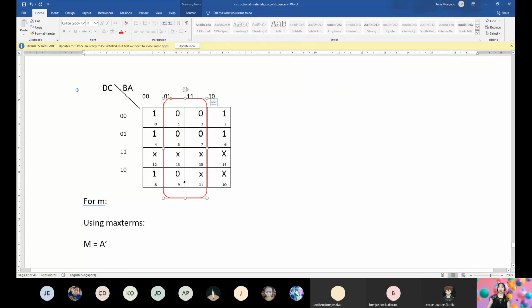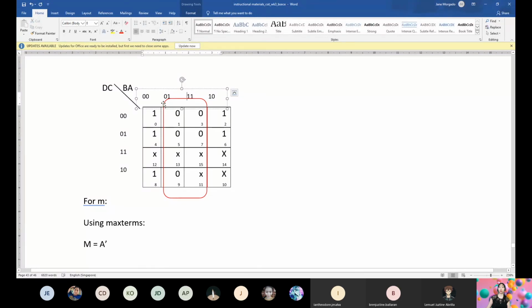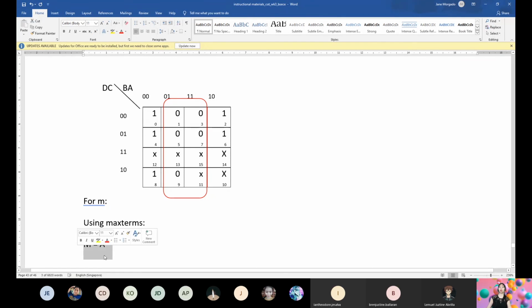Okay, for DC, again for D, 0, 0, 1 cancelled, A, 0, 1, for C, 0, 1 cancelled. However, for B, 0, 1 for B, so canceled, and for A, we have 1, 1. Okay, so we have A prime. As you can see, if you have more outputs in a loop, mas marami kang kasama sa group, mas konti yung problema. Mas konti yung literals mo. Mas magaan, di ba, pag nagtutulungan. Ganun din sa logic circuits.